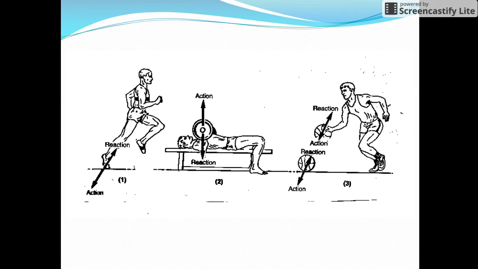Lastly, if we just look at these examples, we can see our sprinter. He's got the action, reaction; a guy doing a bench press, action, reaction; and a guy bouncing the basketball, action, reaction. Hopefully these biomechanical principles make sense to you. If not, ask me questions, or you can just watch this awesome video again. Sweet!